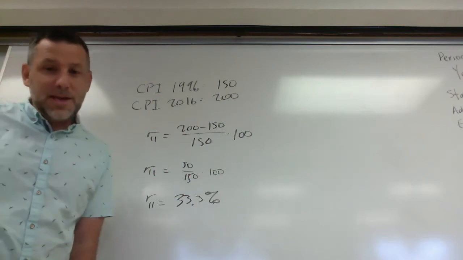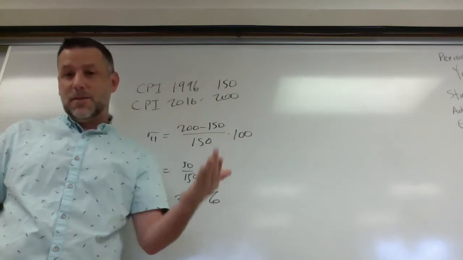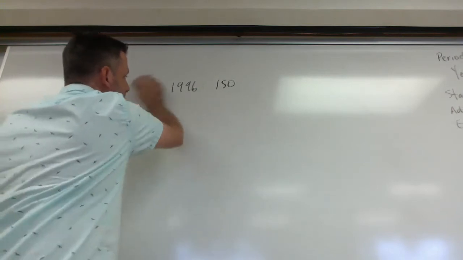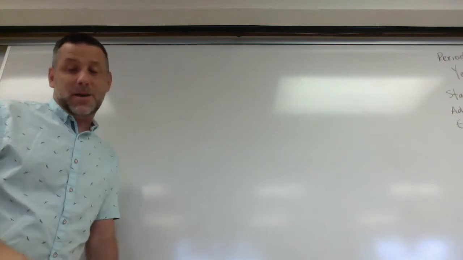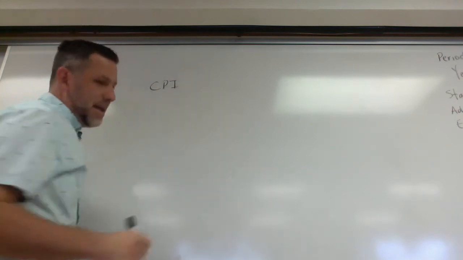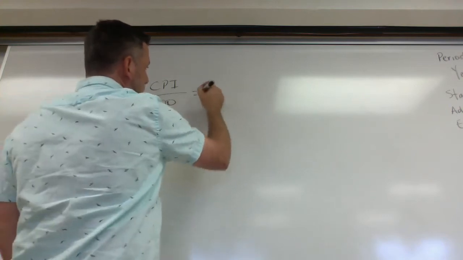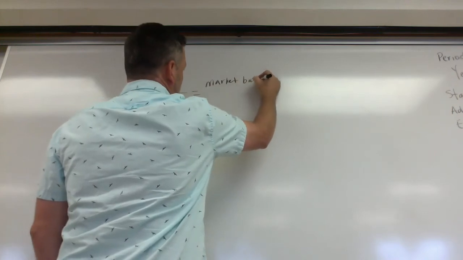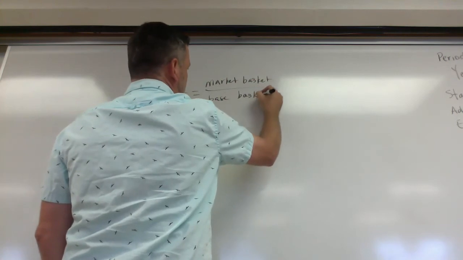Now, the other thing that you might need to do is go from market baskets to CPI. That's another question that you could be asked. So to go from market baskets to CPI, the way that I remember this is that it's basically like a proportion: the CPI for any given year is equal to the market basket in that year over our base basket.